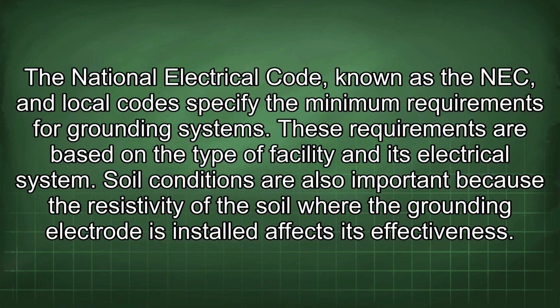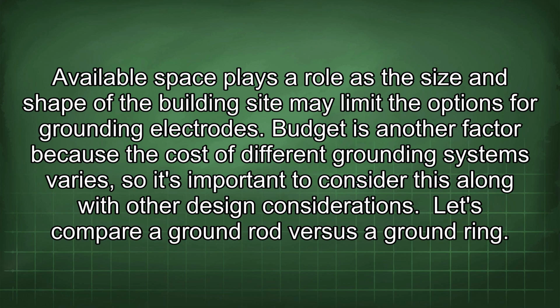Soil conditions are also important because the resistivity of the soil where the grounding electrode is installed affects its effectiveness. Available space plays a role, as the size and shape of the building site may limit the options for grounding electrodes. Budget is another factor because the cost of different grounding systems varies, so it's important to consider this along with other design considerations. Let's compare a ground rod versus a ground ring.